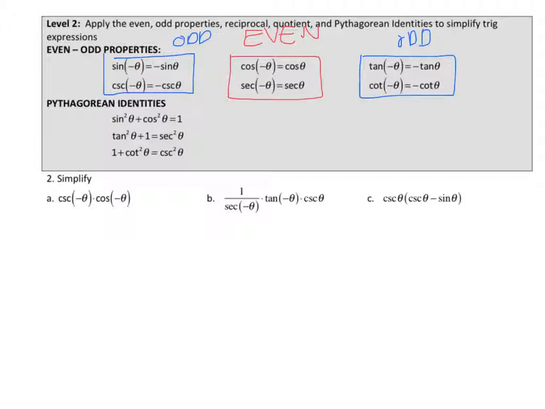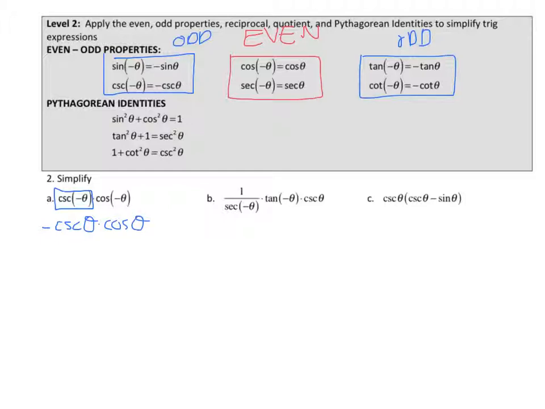So applying these properties first in the first two examples, when I do cosecant of negative theta, I have to take the negative outside, and that's the same as negative cosecant theta. Now for cosine, since it's an even function, cosine of negative theta is just cosine of theta. And now I'm ready to simplify like we did in level 1.